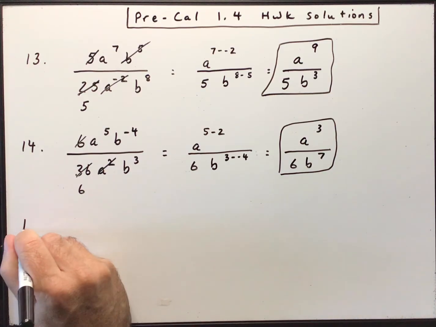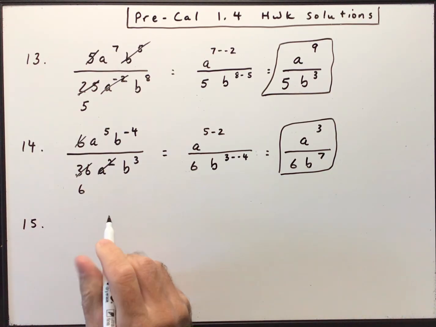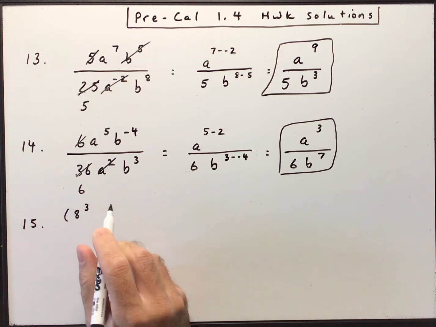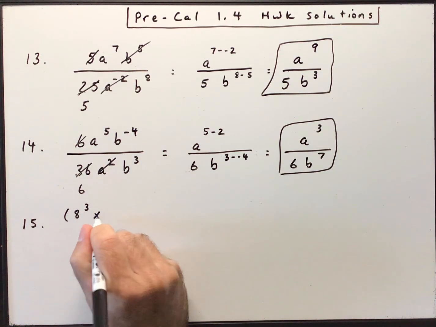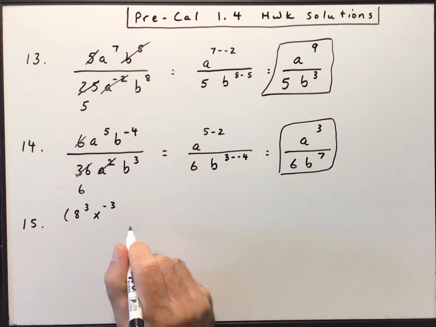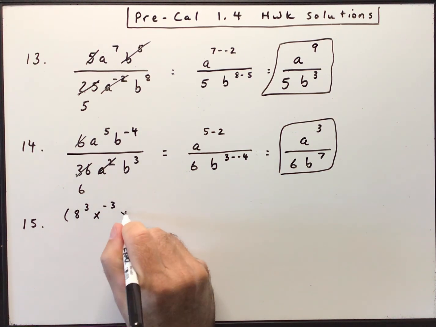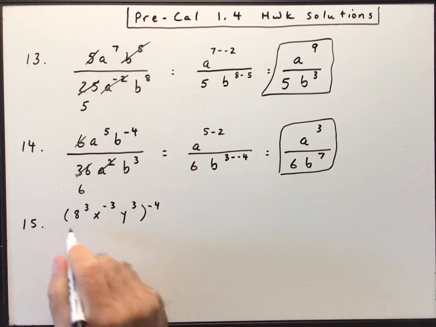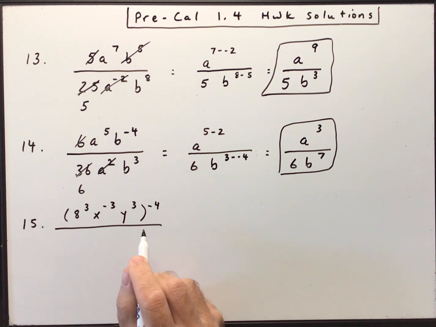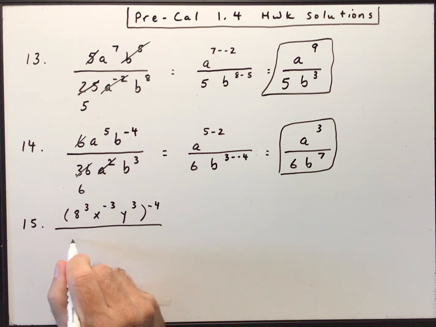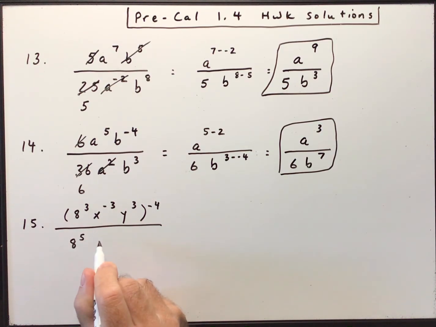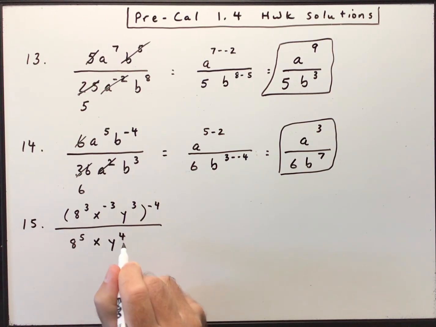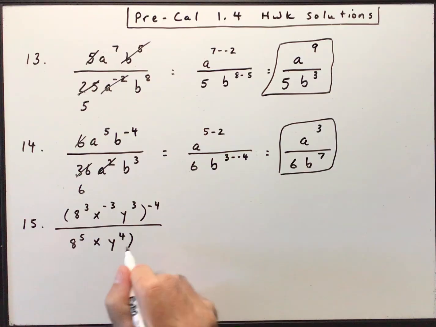All right, I think I can fit number 15 in here. So we have 8 cubed, x to the minus 3, y cubed, all to the negative 4 power, over 8 to the 5th, xy to the 4th, all to the negative 5 power.